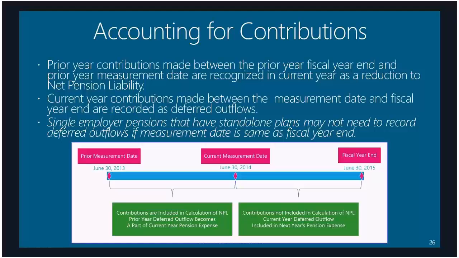In this example, contributions made between the prior measurement date, which is June 30th, 2013, and the current measurement date, June 30th, 2014, are recognized in the current year as part of pension expense. Contributions made between the current measurement date of June 30th, 2014 and the current fiscal year end June 30th, 2015 will be recorded as deferred outflow at June 30th, 2015 and recognized as part of pension expense in the fiscal year ended June 30th, 2016.